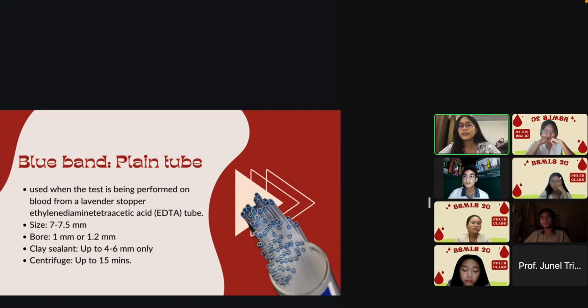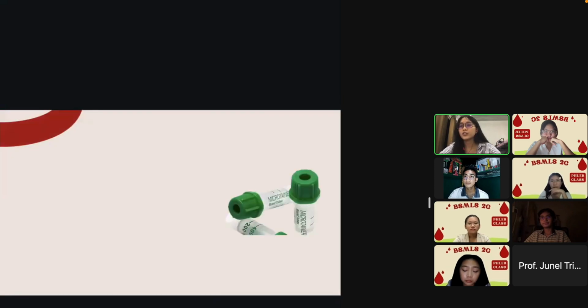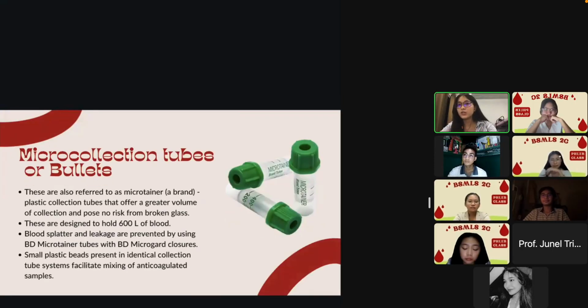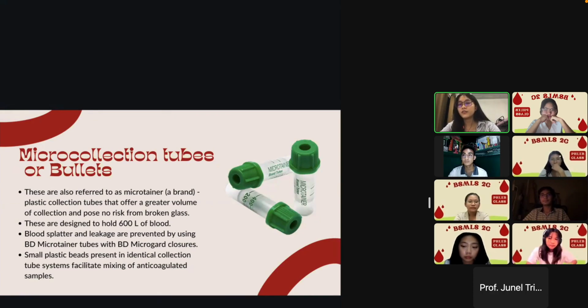So, next is our micro collection tubes. So we have your lancets, we have your microhematocrit tubes, then next we have also your micro collection tubes. So these are also referred to as microtainer or plastic tubes that offer a great volume of collection and pose no risk from broken glass. So these are designed to hold 600 liters of blood, and blood splatter and leakage are prevented by using BD microtainer tubes with BD microguard closures. So these are small plastic beads present in identical collection tube systems, facilitate mixing of anticoagulated samples.